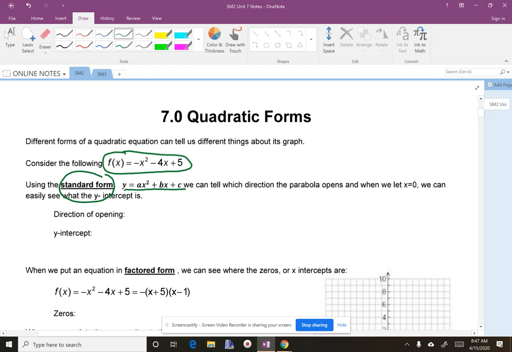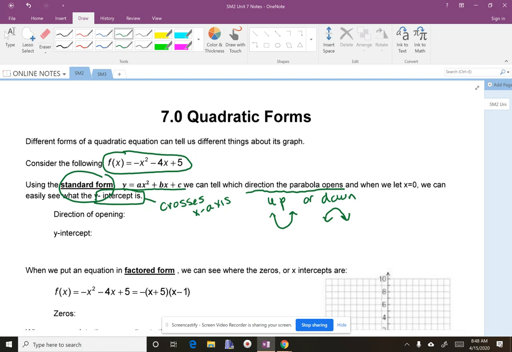Okay, when we use that form, we can tell which direction the parabola opens. It's either going to open up or down, meaning it's going to be a U that opens up or a U that opens down. And what else standard form tells us is the y-intercept. Your y-intercept is where it crosses your y-axis. The nice thing about that is we get these two pieces of information in two places by just looking at it in standard form.